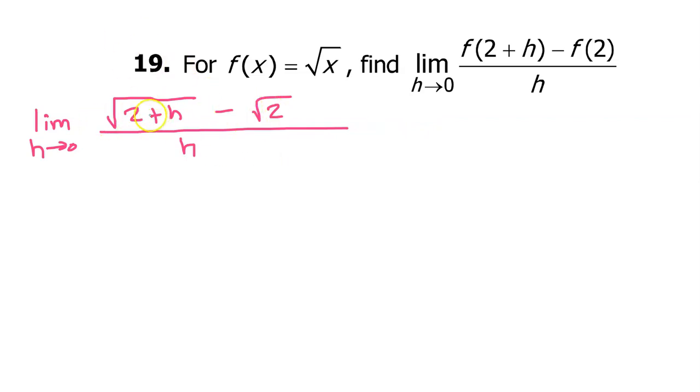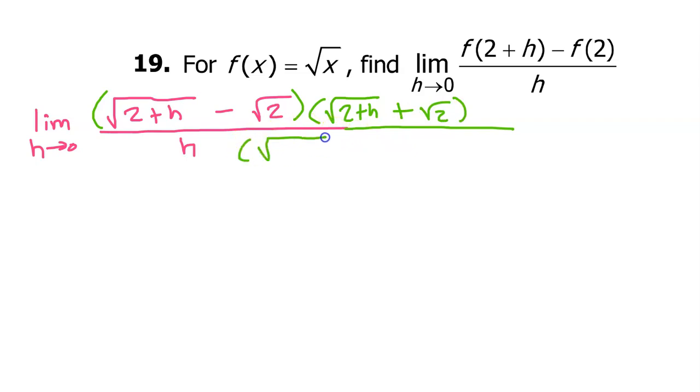I'm liking the strategy of multiplying by the conjugate again. That is probably my go-to strategy when I see that we have radicals. So the conjugate of the numerator will be the square root of 2 plus h plus radical 2. And I have to put the same thing in the denominator, the square root of 2 plus h plus radical 2.